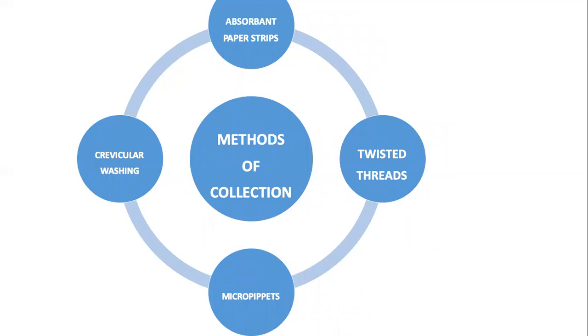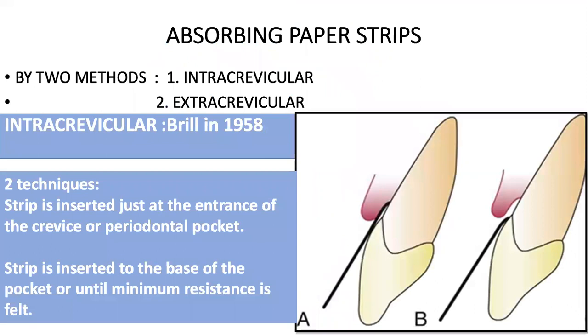Let's talk about each one of them one by one. First of all, the absorbing paper strips, usually by the name of Perio paper. These strips are available commercially. The name is Whatman's Perio paper. And there are two methods of collection: the intracrevicular method, which was given initially by Brill et al. Brill has done a lot of initial studies on GCF, and again, Löe and Holm-Pedersen also have contributed a lot of studies related to GCF.